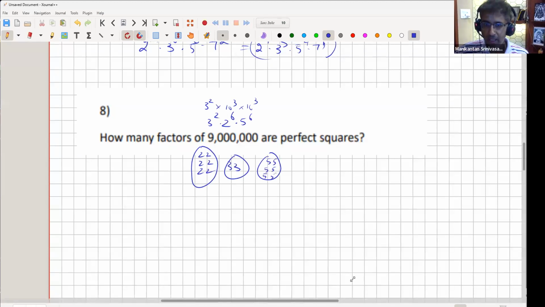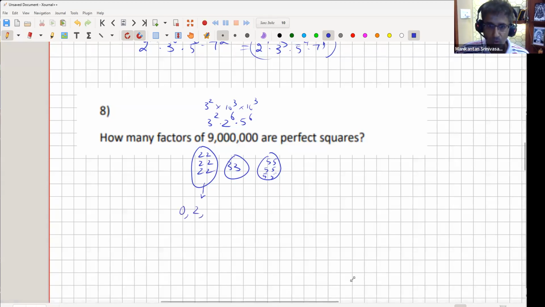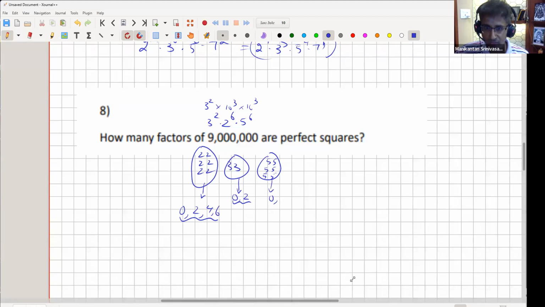To take a perfect square as a factor, I can either pick 0 2s or 2 2s or 4 2s or 6 2s. I have 4 choices here. From the 3 basket, I can pick either 0 3s or 2 3s. From the 5 basket, I can pick either 0 5s or 2 5s or 4 5s or 6 5s. Therefore, I have 4 possibilities, 2 possibilities, 4 possibilities. Therefore, 32 indeed. Makes sense to everyone? Anyone who did not get 32, does it make sense now?